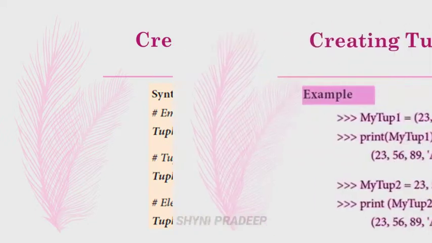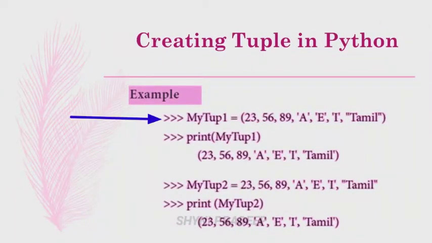Next, let us see one example. my_tuple is equal to a list of elements: 23, 56, 89, A, E, I, Tamil. When you print my_tuple, the elements will be printed on the output screen like this. In this example, parentheses are given. But see the next example: my_tuple2 is equal to elements given but parentheses are not given. So you can define the elements with or without parentheses in a tuple. When you print my_tuple2, the elements will be printed on the output screen like this.